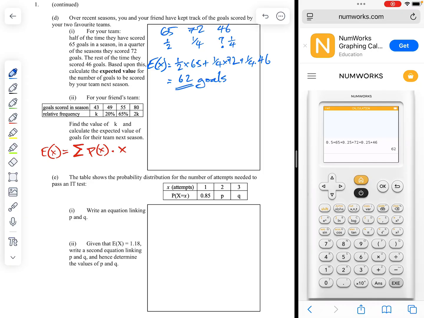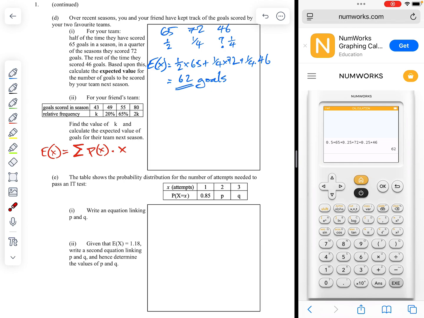Part 2, for your friend's team, is displayed in a different way. Their goals have been sometimes 43, sometimes 49, sometimes 55, sometimes 80. And we've been given a relative frequency, the middle two, 20% of the time 49, 65% of the time 55. And then this time we got a constant, like previously. This value k is going to be the probability or the percentage of the time that they scored 43, and 2k is the probability, the percentage of the time that they scored 80.